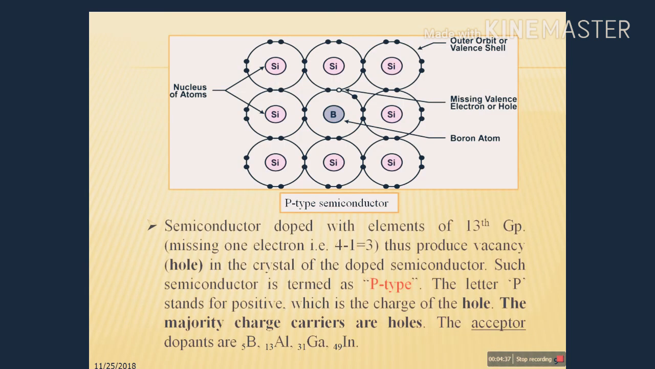Semiconductors doped with elements of group 13 produce vacancies in the crystal of the doped semiconductor. Such semiconductors are termed P-type. The letter P stands for positive, which is the charge of the hole. The majority charge carriers are holes. The acceptor dopants are boron, aluminium, gallium, indium.